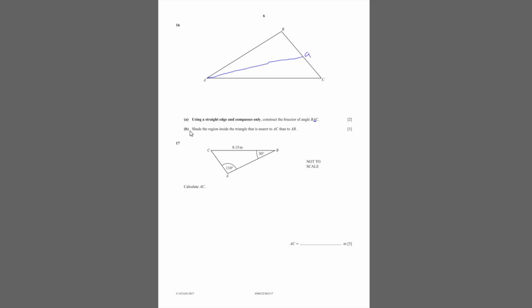16b, shade the region inside the triangle that is nearer to AC than AB. So this is AB. So this region is nearer to AB. So we want the region closer to AC, which is this line. Which means this bottom region here is what should be shaded. And that is your answer to B.